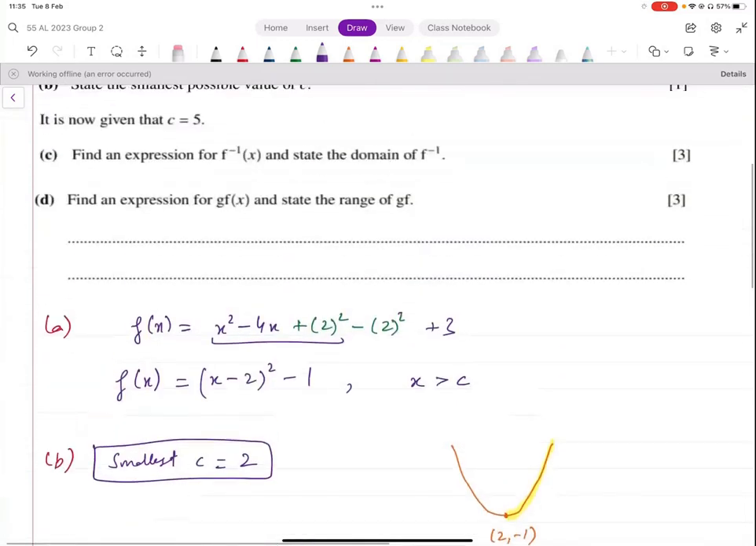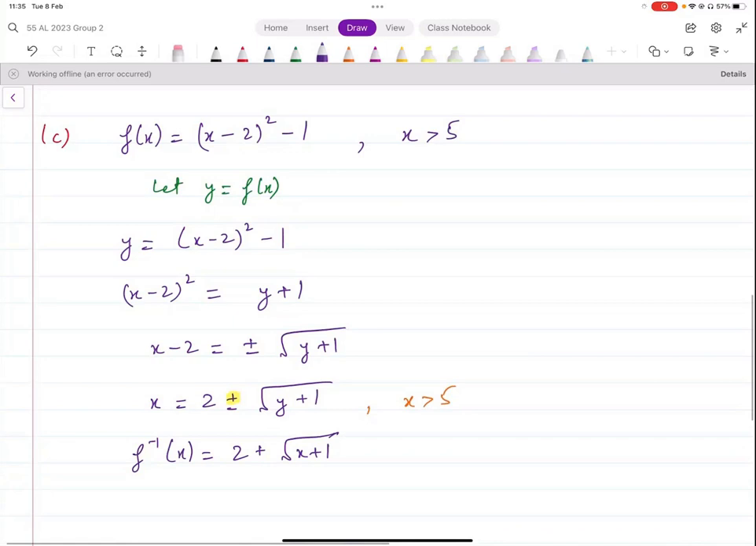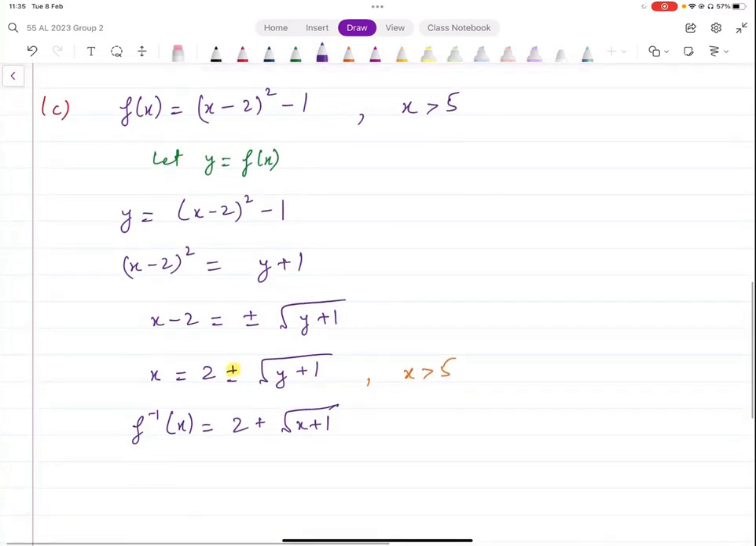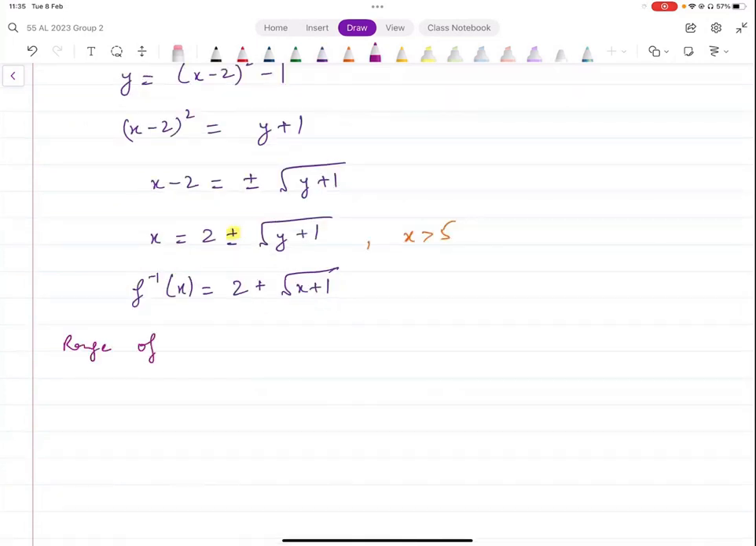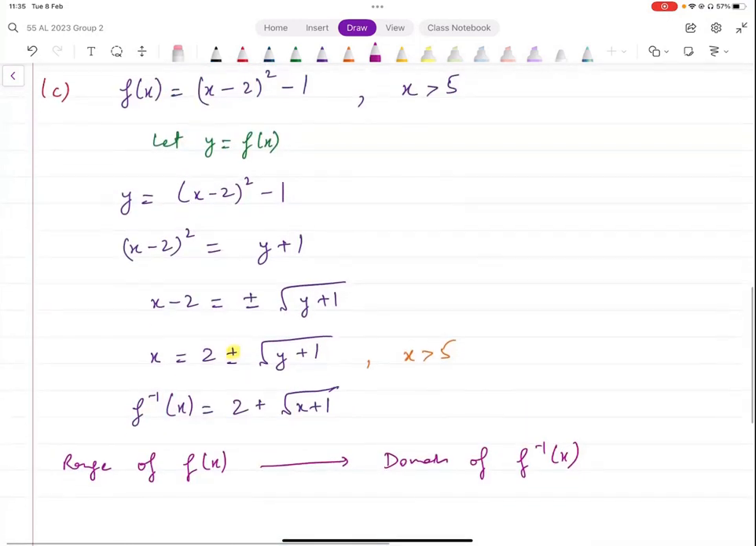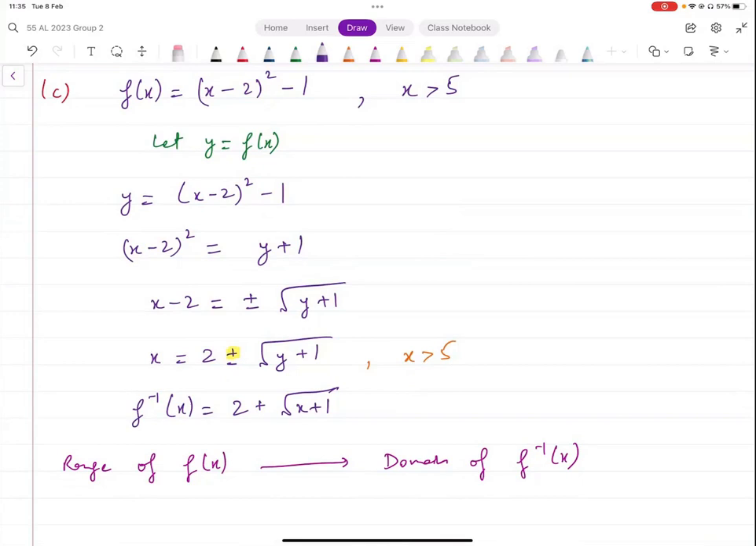अब दूसरी चीज उसने पूछा था state the domain of f inverse. F inverse की domain बतानी है अब आपने. What do you think is the domain of f inverse? Again, it's going to be the same as before. जब हमने पहले देखा था, range of f is going to give us the domain of f inverse of x, right? But how do we find the range of f of x here? Range क्या है इस function की? Y is greater than or equal to minus 1.